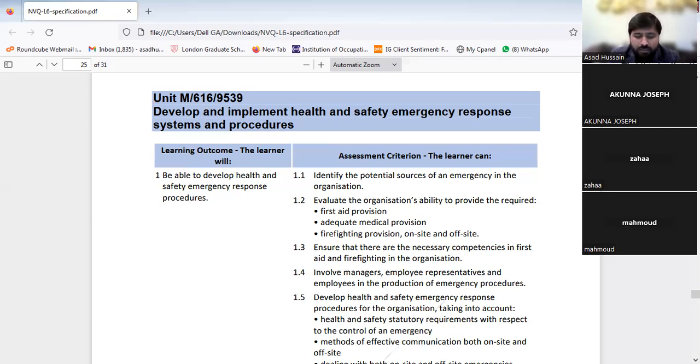Now I was discussing identify the potential sources of an emergency in the organization. You have to explain what kind of emergencies you have in your workplace. You can provide evidence by providing some evidence about the emergency response procedures. The emergency response procedures you have in your workplace can easily explain which type of emergencies you are facing in your workplace.